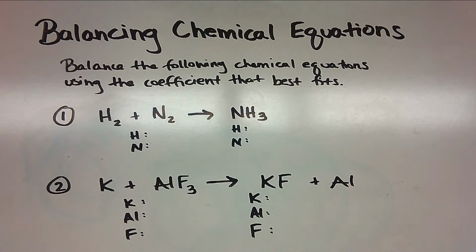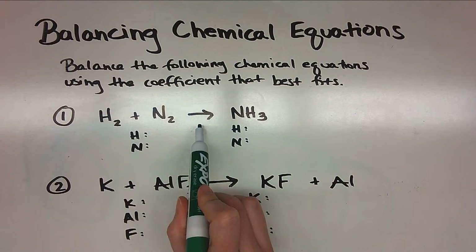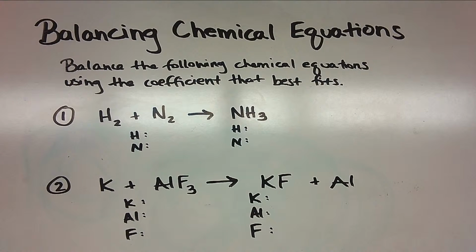Today's tutorial is going to focus on balancing chemical equations. I have two equations that are already written out for us. You're not asked to write them. And we're going to balance them using coefficients. So number one, I have hydrogen plus nitrogen yields ammonia. Or if this were written out in word form, it may say hydrogen reacts with nitrogen to yield or produce ammonia.